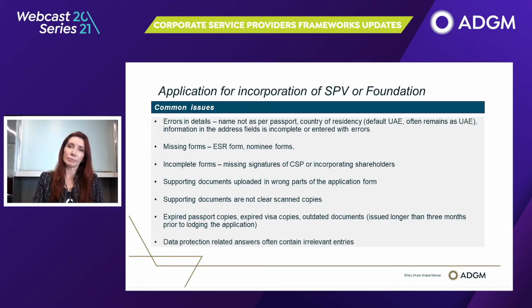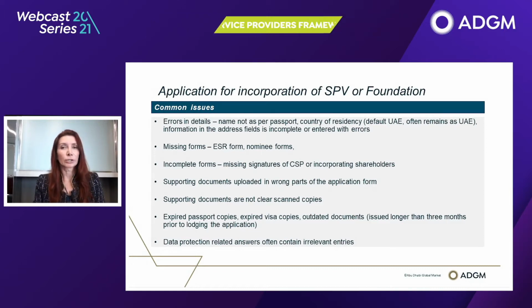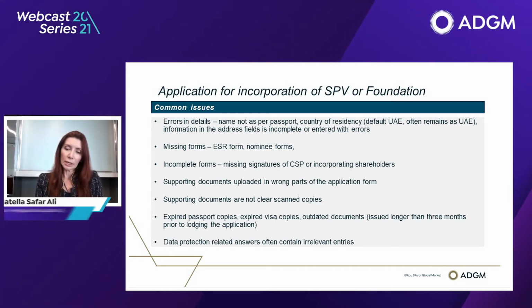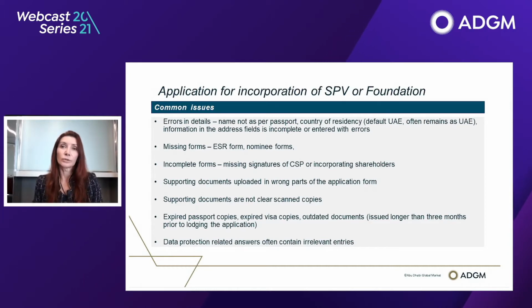Sometimes we notice that the business plan does not contain the signature of the company service provider or the shareholders. Please make sure every part of the business plan is completed. Very often we see supporting documents uploaded in the wrong part of the application form. For example, a certificate of incorporation of the shareholder is uploaded in general details instead of in the shareholder tab. So make sure it's uploaded in the right place. It's easier for us to review it that way, and we don't have to return the application just to ask you to upload the supporting documents in the correct parts of the application form.